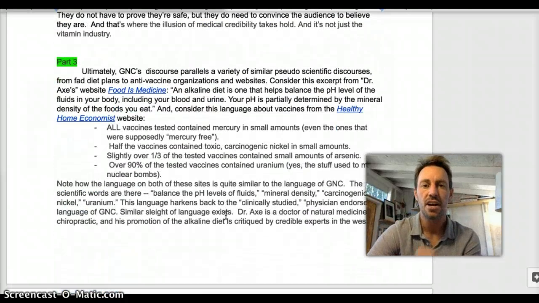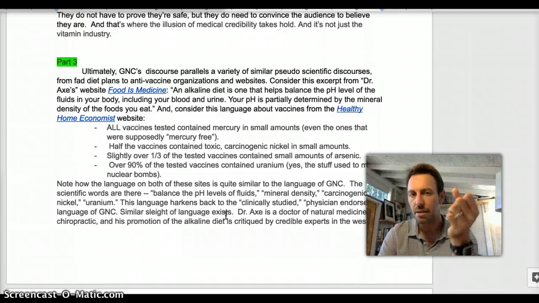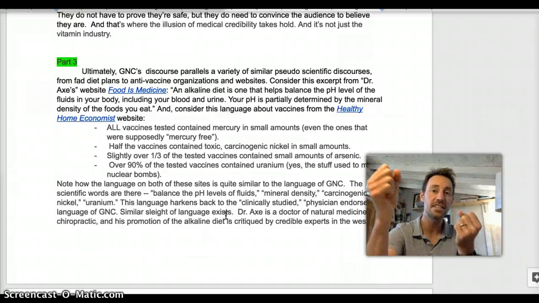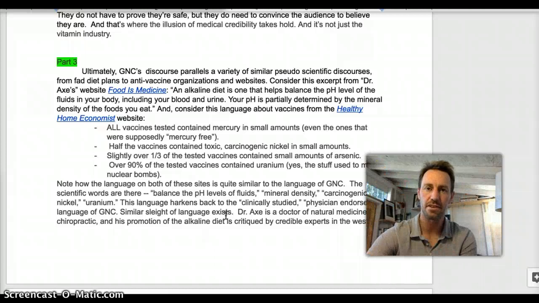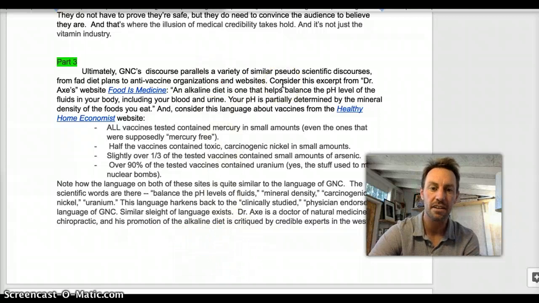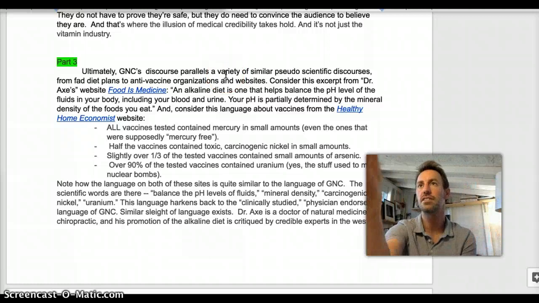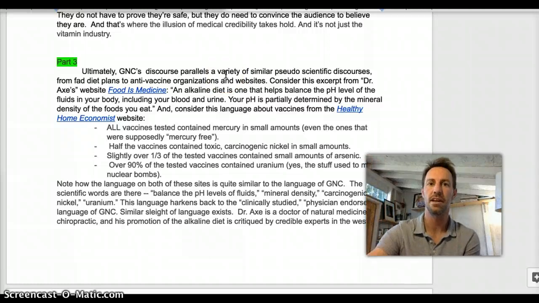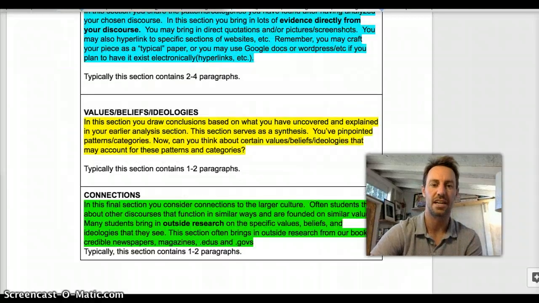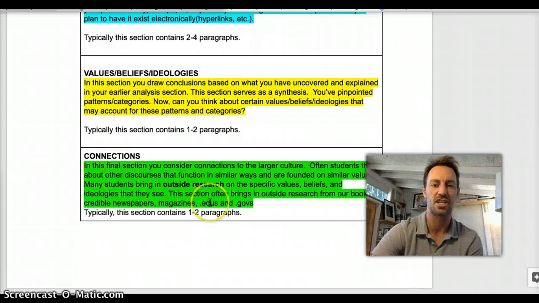If we look here, we can see that I'm taking my discussion about GNC and I'm now connecting it to other discourses that exist. And I'm just going to read the first sentence. "Ultimately, GNC's discourse parallels a variety of similar pseudoscientific discourses, from fad diet plans to anti-vaccine organizations and websites." Note what's happening here is that we're building a connection between the values and ideologies that underpin my discourse and those same values and ideologies that underpin how communication happens in other discourses. And that's what I'm looking for in the third section. I'm looking for you to make those connections.